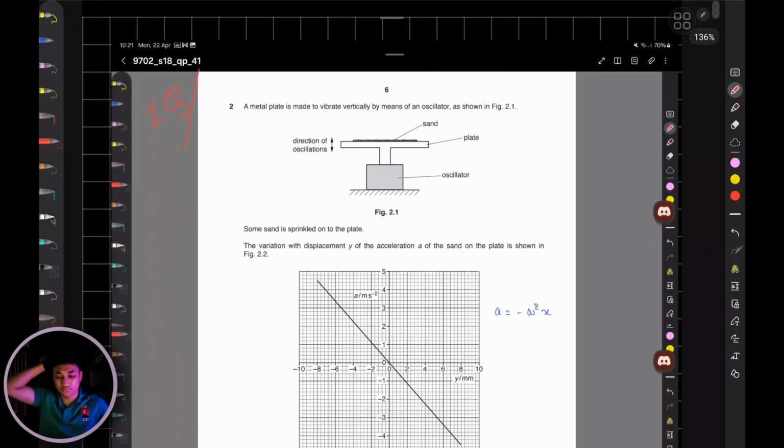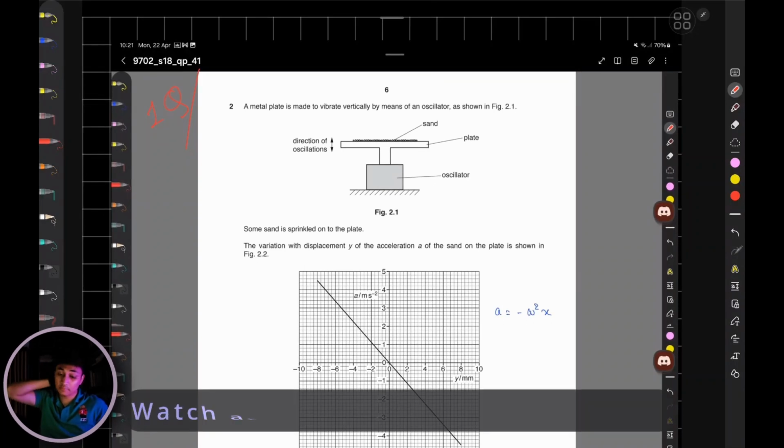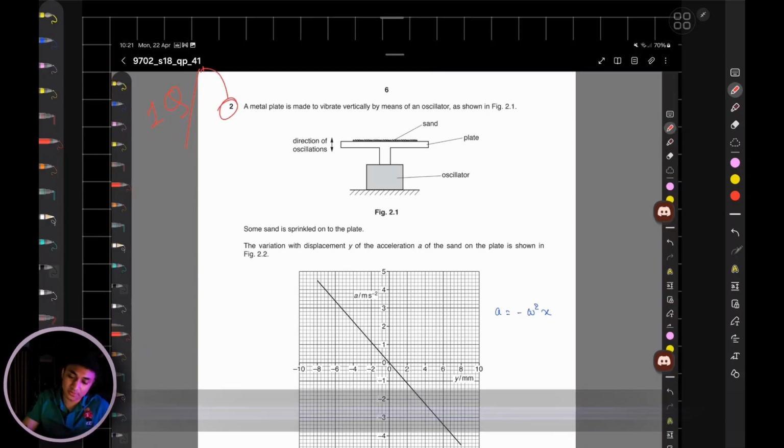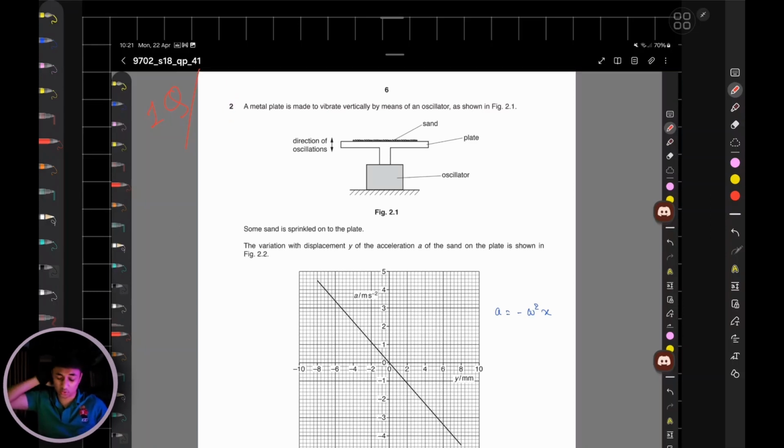And we're going to start off with the first question that is from 9702, summer 18 and paper 4-1, right? First question, and this is, by the way, question 2 of this paper. So you can try it on your own.